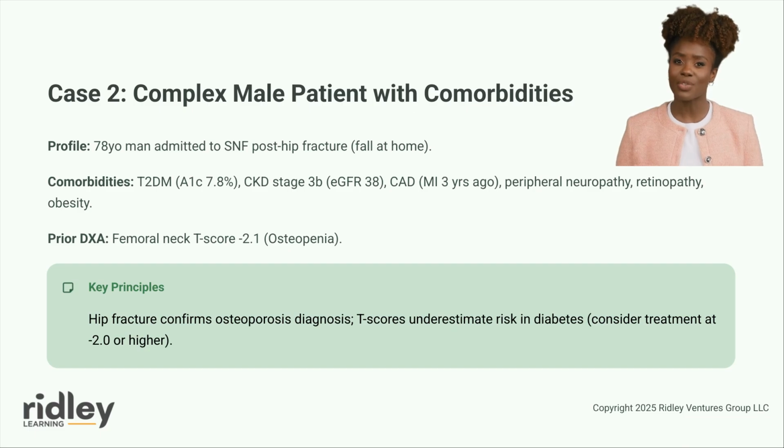First, the occurrence of a fragility fracture confirms osteoporosis diagnosis regardless of BMD results, and this patient's hip fracture mandates treatment. Second, standard T-score thresholds underestimate fracture risk in patients with type 2 diabetes. The American Diabetes Association recommends considering treatment at T-scores of -2.0 or higher in this population. His T-score of -2.1, which might otherwise prompt only monitoring, actually indicates substantial risk in the context of diabetes. Third, his complex comorbidities significantly influence treatment selection.